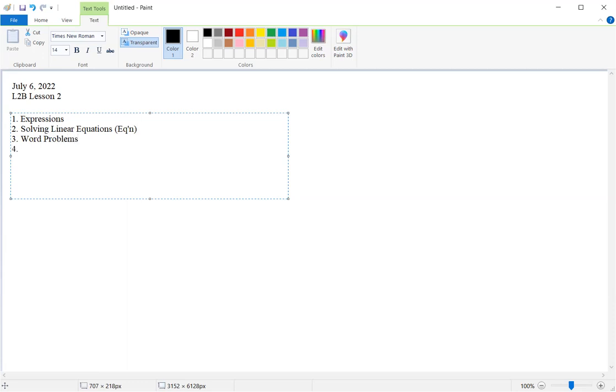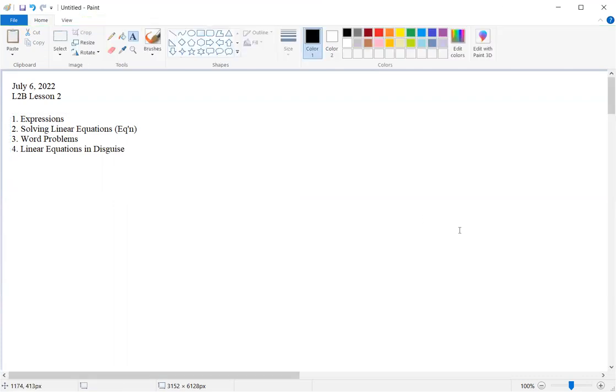And fourth is linear equation in disguise. Okay, write those down, and then we'll go to the first topic.